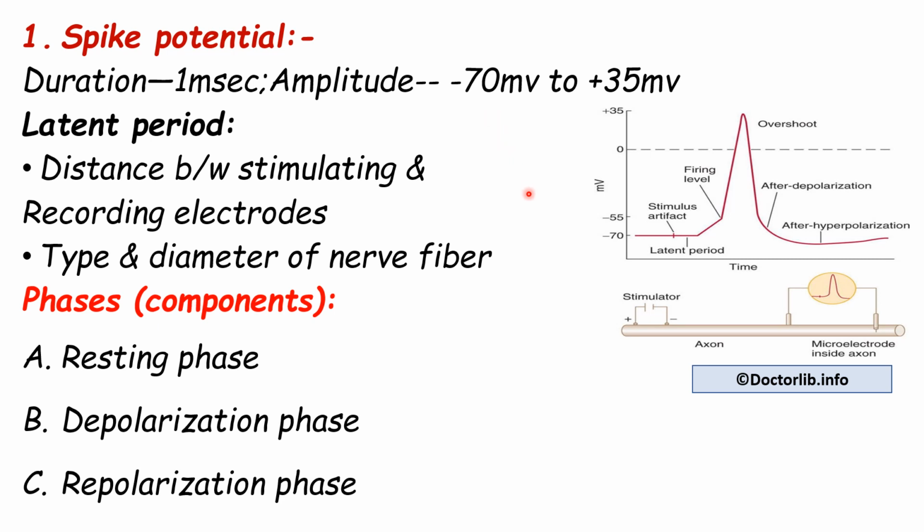So whenever we apply a stimulus, again repeat, what is stimulus? Stimulus is the energy made free by the change in the external environment of a tissue. So this can be physical, chemical, electrical. The stimulus can be of three types. It can be threshold stimulus, it can be subthreshold stimulus or subminimal stimulus, or it can be supramaximal or suprathreshold stimulus.